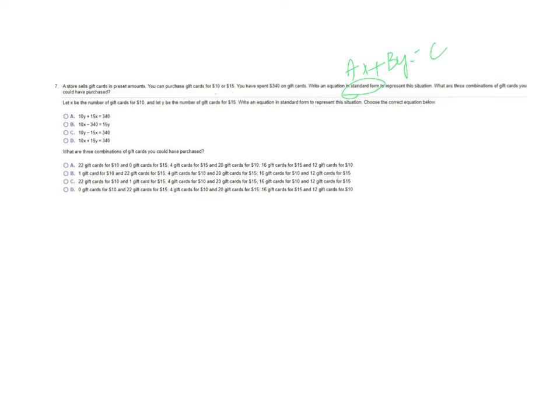Well, if we look further, it says X is the number of $10 gift cards and Y is the number of $15 gift cards. So if X is the $10 gift cards, we don't know how many we're buying, so that's 10x. And then we're going to add that to, if Y is the number of $15 gift cards, we don't know how many we're buying, so that's 15y. And that is going to equal the total amount of money that we have to spend, which is $340. And so our choice here will be D.